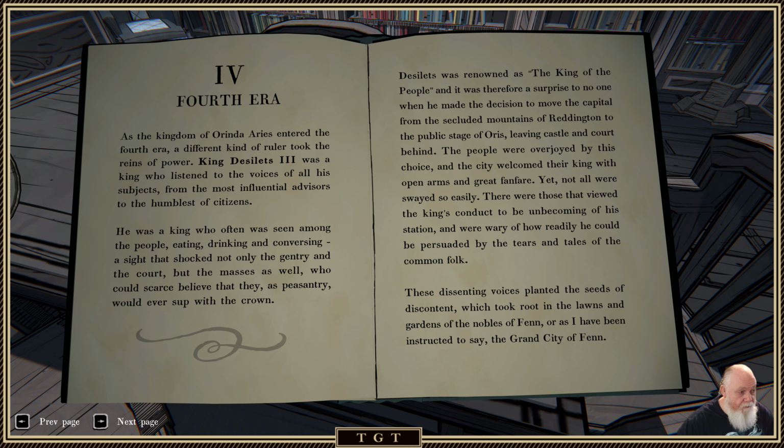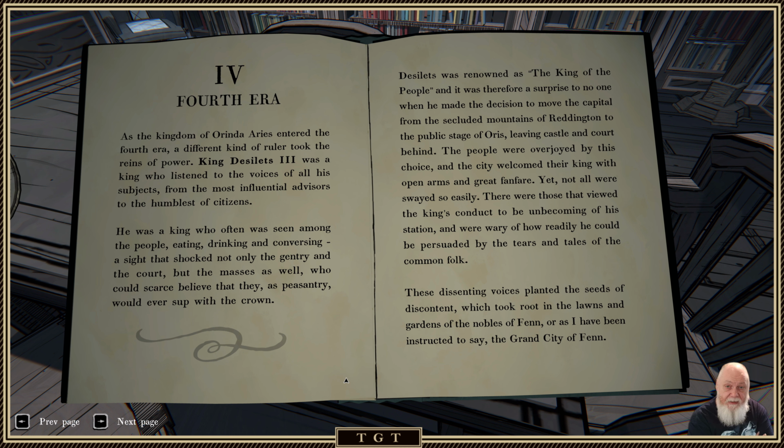Fourth era. As the kingdom of Orinda Ares entered the fourth era, so this is the Middle Kingdom, a different kind of ruler took the reins of power. King Desolates III was a king who listened to the voices of all his subjects, from the most influential advisors to the humblest of citizens. He was a king who often was seen among the people, eating, drinking, and conversing, a sight that shocked not only the gentry and the court, but the masses as well, who could scarce believe that they, as peasantry, would ever sup with the crown.